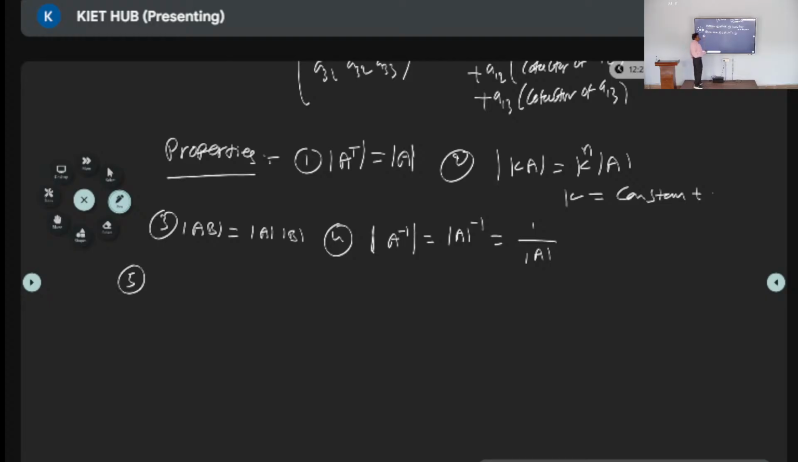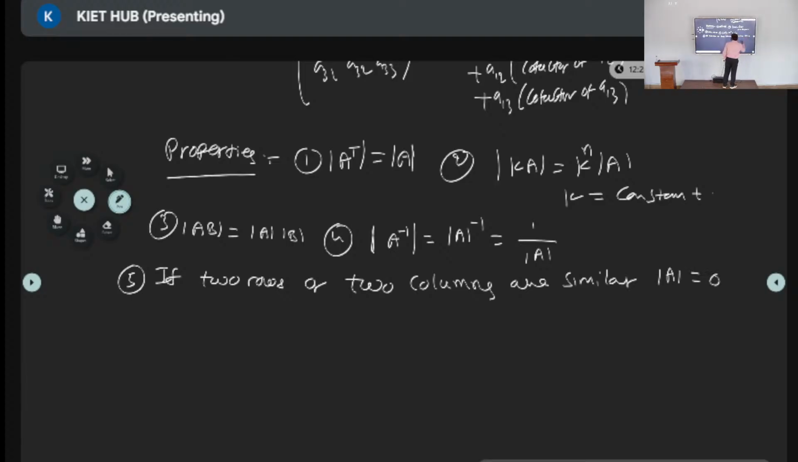Fifth, if two rows or two columns are similar, what is the determinant value? It is 0. If two rows or two columns are similar, the determinant value is 0.